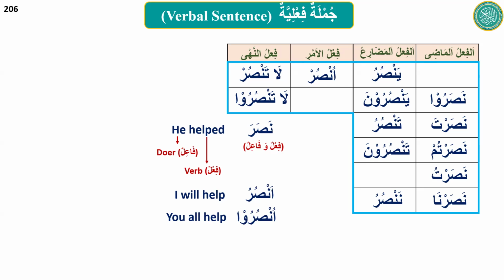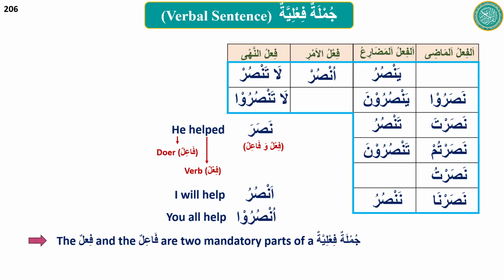Simple as that. And all these words, in the madi column, the mudari' column, the fi'lul amr column, and the fi'lul nahi column, are all sentences actually. They are verbs, they are fi'l, but at the same time they are a jumla, a sentence as well. Yes. All right. Thank you, Abdullah. So what have we learned so far? We have learned that jumla fi'liya is a jumla that starts with a fi'l. And there are two mandatory parts of jumla fi'liya. Both of them have to be present in the sentence: a fi'l and the fa'il.